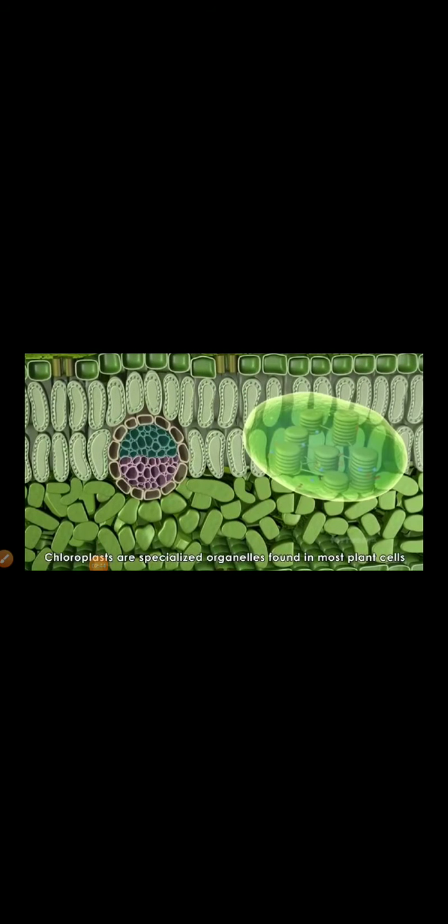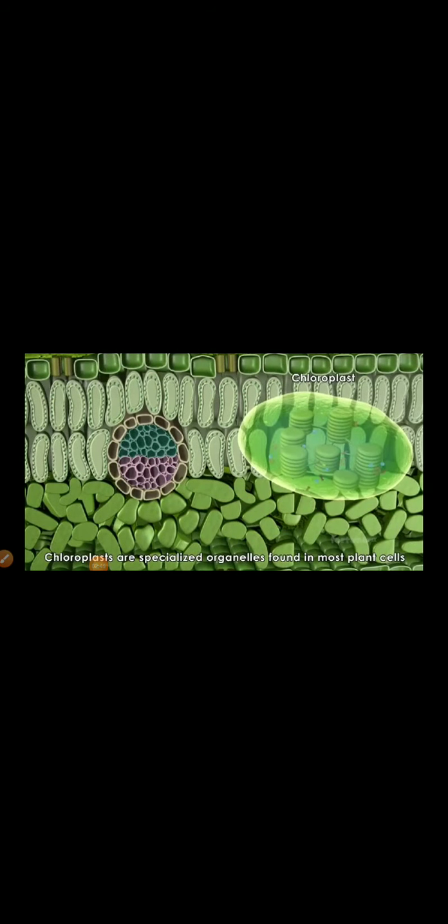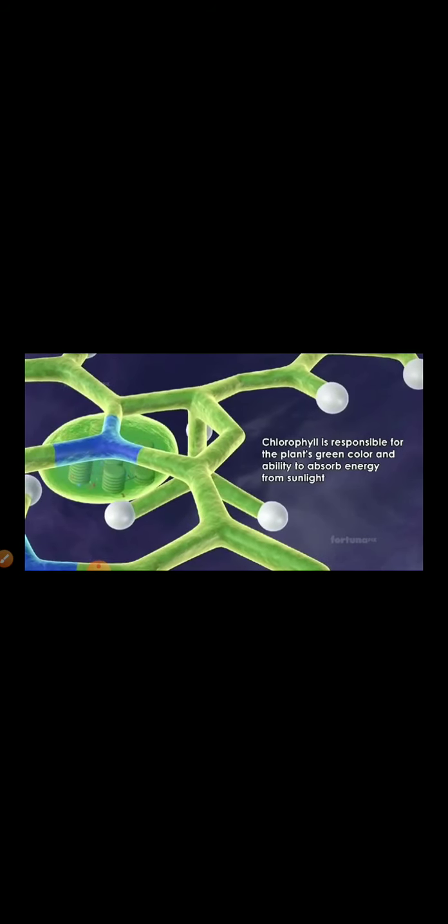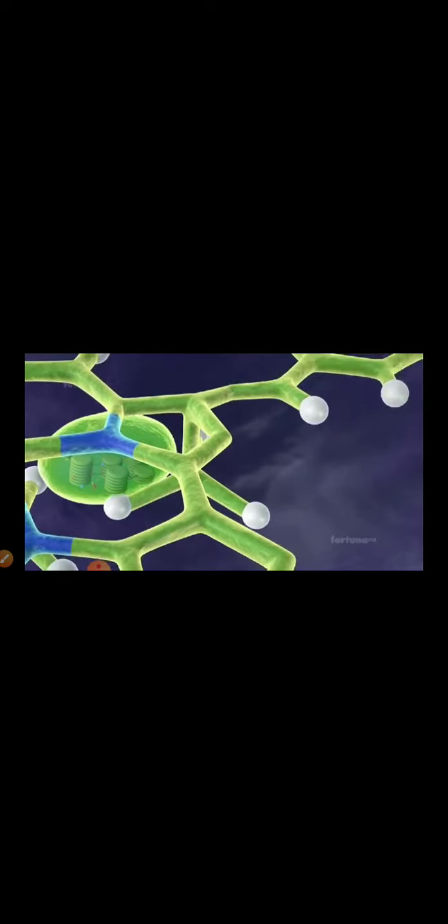Chloroplasts are specialized organelles found in most plant cells. They contain a pigment known as chlorophyll. Chlorophyll is responsible for the plant's green color and its ability to absorb energy from sunlight. This energy is used to convert water and atmospheric carbon dioxide into sugars that can be metabolized through the biochemical process of photosynthesis.